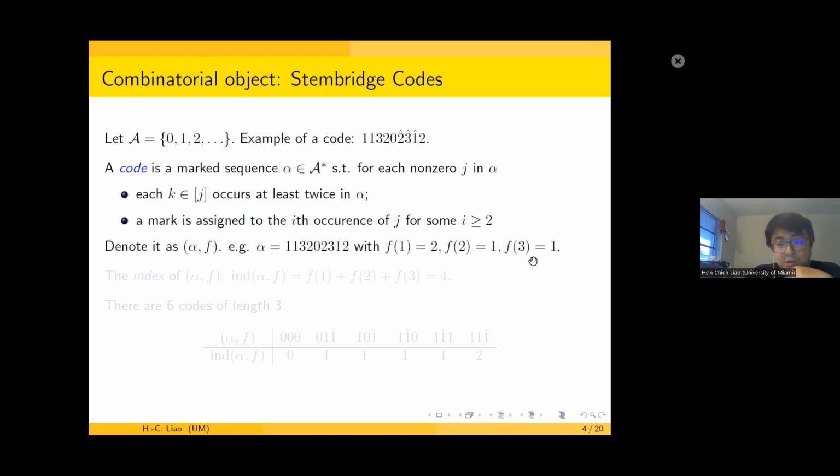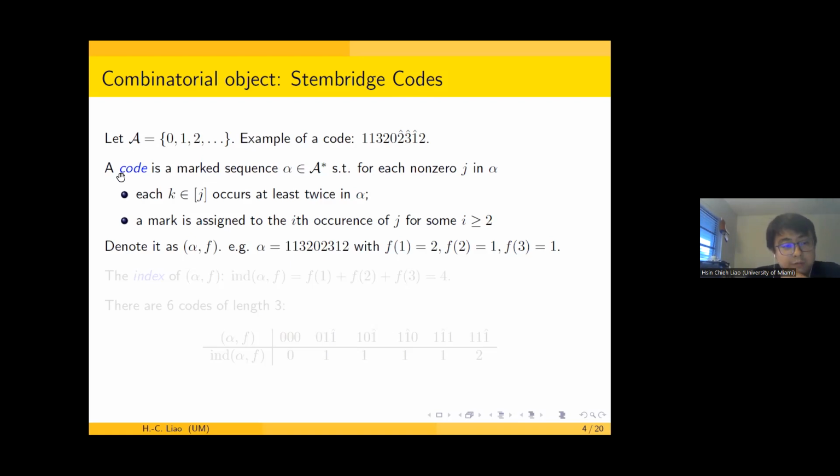Another place that this closed form appears is in a paper where Stembridge defines something called the codes of a permutation. We just call them the Stembridge codes. This is a totally combinatorially defined object, defined as follows. Let A be an alphabet, a set of non-negative integers, and a code is a sequence like this.